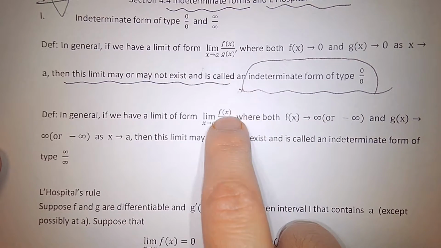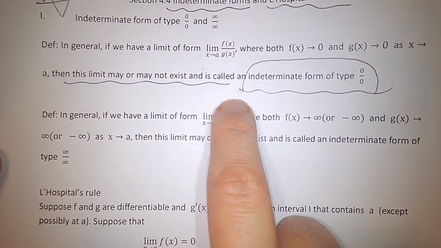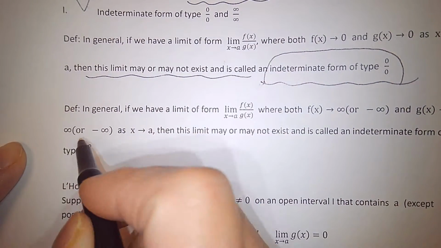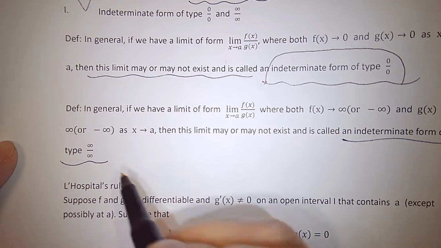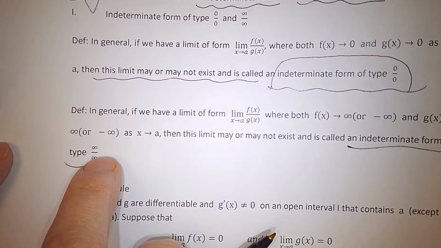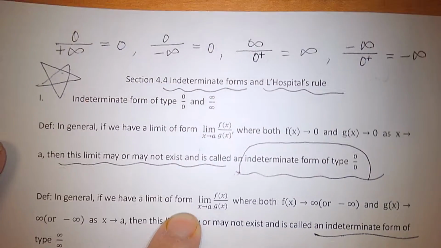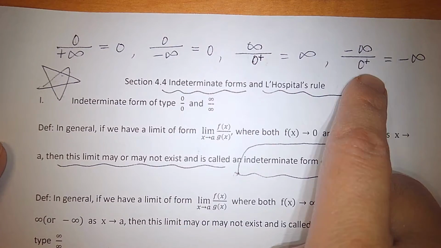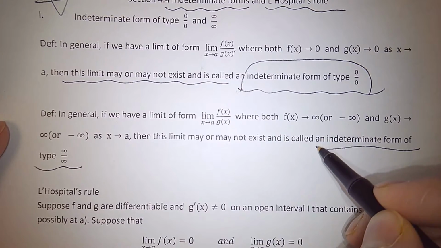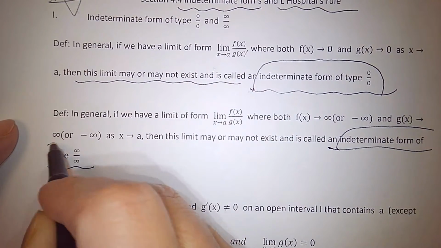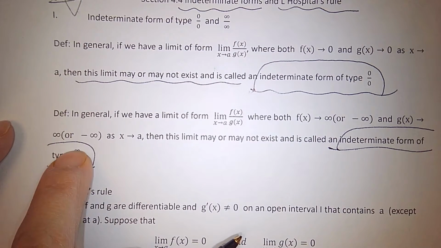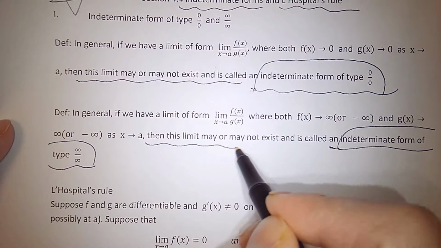Similarly, if both the top and the bottom functions go to infinity, maybe positive infinity or maybe negative infinity, so we'll have what? We will have a type of limit with infinity over infinity. Can we say whether this limit exists or not? We don't know. It's not like zero. It's infinity over infinity. So we don't know. This type of limit we call an indeterminate form of type infinity over infinity. So we don't know whether the limit exists or not.